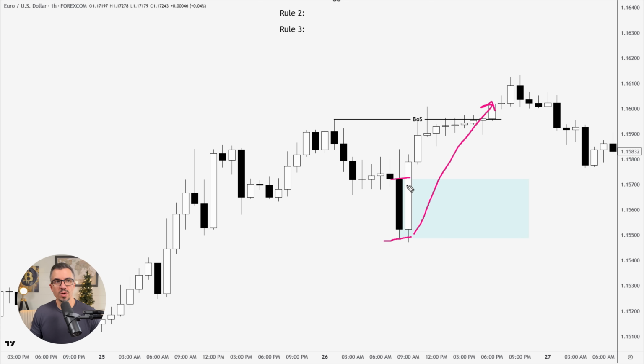It doesn't have to be the order block itself doing it. It doesn't have to be the next candle or even the second or third candle. It just has to be within that price leg triggering that break of structure or change of character, which in this case we certainly did. So that is rule number 1.